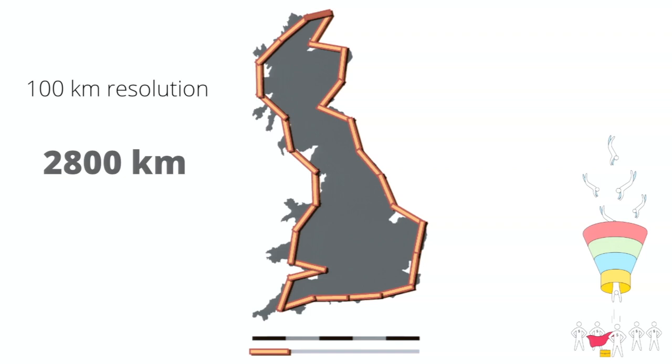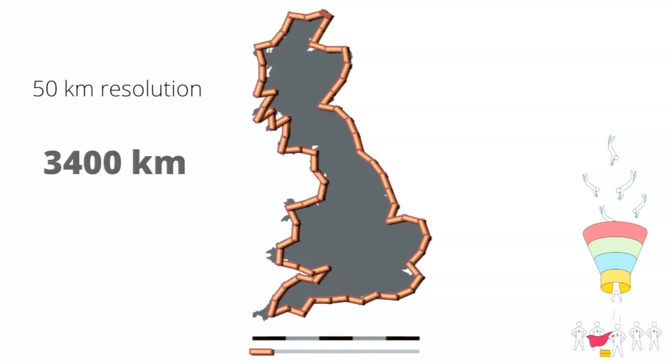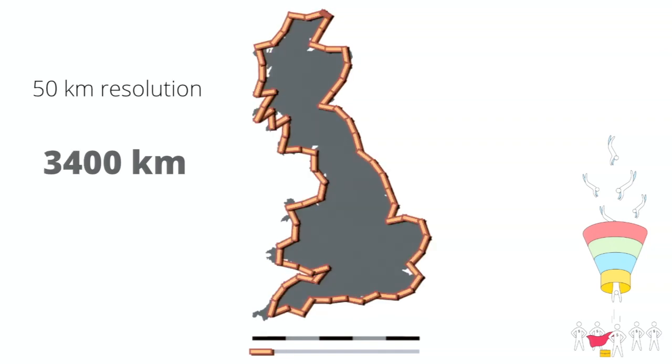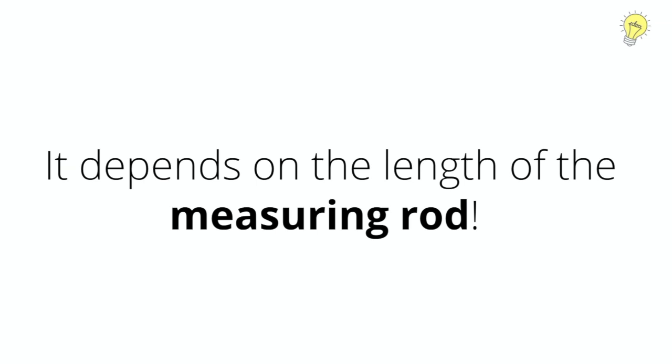So it turns out it depends on how you measure it. If you take 100 kilometer resolution, it's 2800 kilometers. That's what the number turns out. If you take 50 kilometer, you zoom in, the answer is actually 3400. So it's 2800 or 3400. And of course you can go down, right? 5 kilometer, 1 kilometer, and then down to 1 meter, ant level, whatever. So actually the length of the coastline depends on the length of your measuring rod.